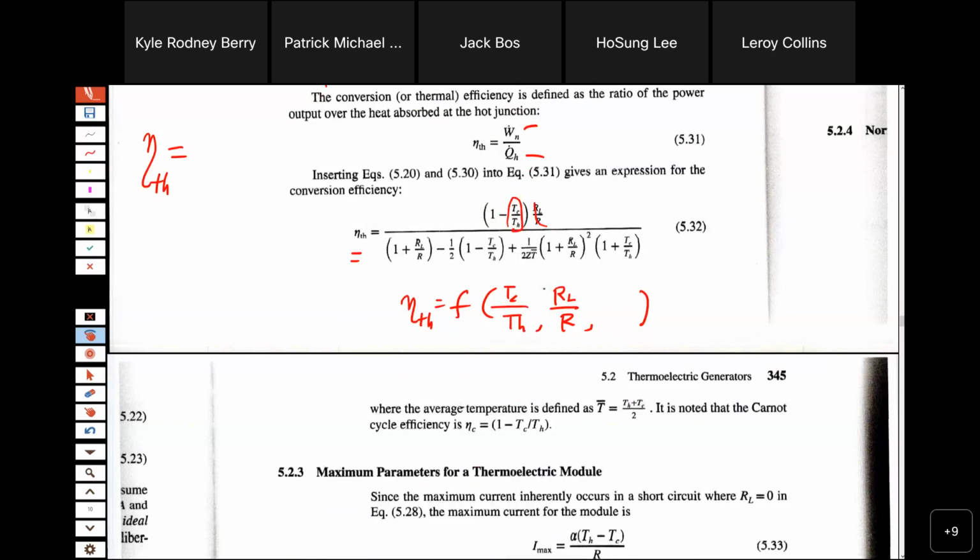Tc, Rl, Rl, Tc, Rl, Tc. One more. Is that ZT, 2ZT? Yes. ZT is a function. ZT is a figure of merit. This is the temperature ratio. This is a resistance ratio, load over internal. So, okay.